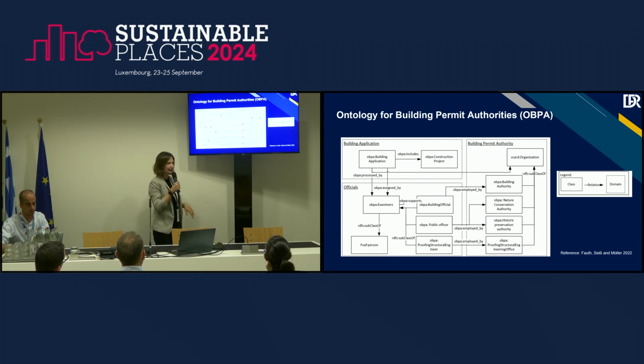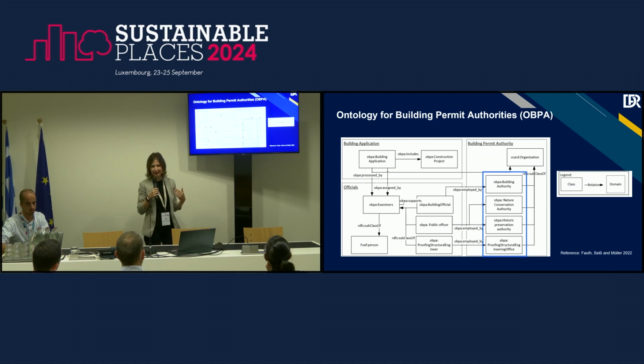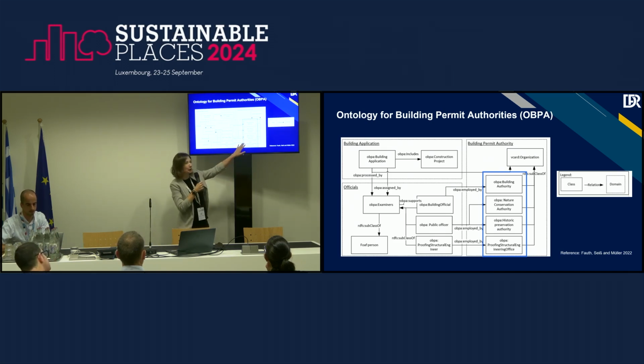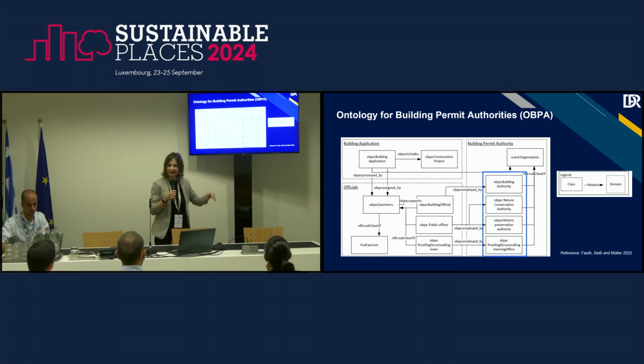The same ontology can also cover the participation process. I mentioned there might be other agencies involved in the process. For example, if it's a nature protection area, like a forest nearby, depending on how far away it is, you might have to involve other agencies. Or if it's a historic building or monument, you have to involve the preservation authority. Or, for example in Germany, there are also specific structural engineers you have to involve if it's a public building.